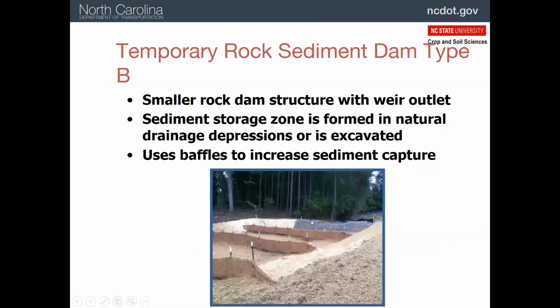And then the type B is for smaller drainage areas. And here you can see we actually have baffles installed. We have the smaller rocks of the type A rock used here as a structural stone. And then we've got the 57 stone. I hope everybody can repeat after me, 1 foot depth of the 57 stone to slow the flow and get sediment to settle out here. All right.